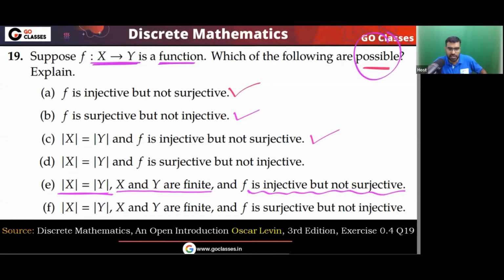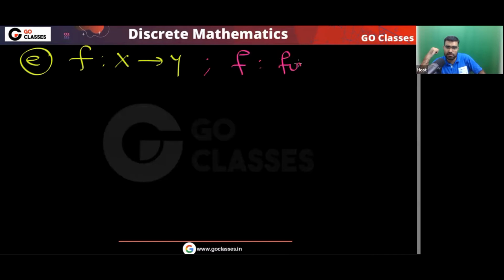This question, number E, I am asking. Please take your copy and pen. From X to Y, f is a function.